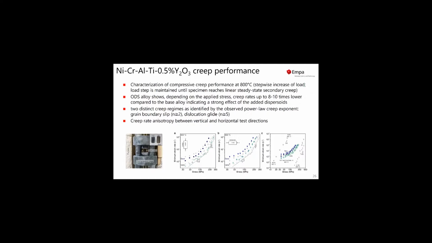Well, because we did not have that much material, and we still were a bit concerned because of the cracks that we had in our samples, we decided to go for compressive creep tests at 800 degrees. And what we did is, we went for a stepwise increase of the compressive load. Then this load is maintained constant until the specimen reaches a linear steady state secondary creep. And when that was reached, then we increased the load a bit and did the same. And with that, we could construct these creep curves.